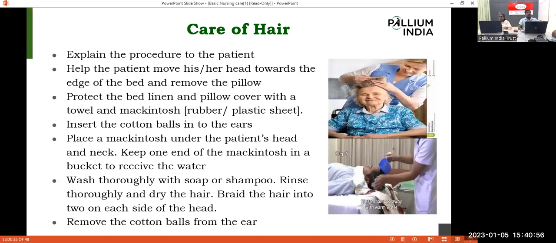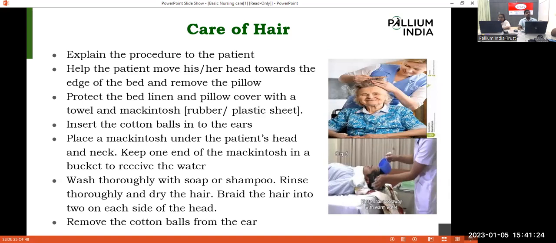Then hair care, care of hair. Maybe we can shift the patient from bed to the bathroom by wheelchair, or make the patient sit in a chair. Otherwise, if the patient is continuously bedbound, at bed only we can give the care of hair. We need to explain the procedure to the patient.